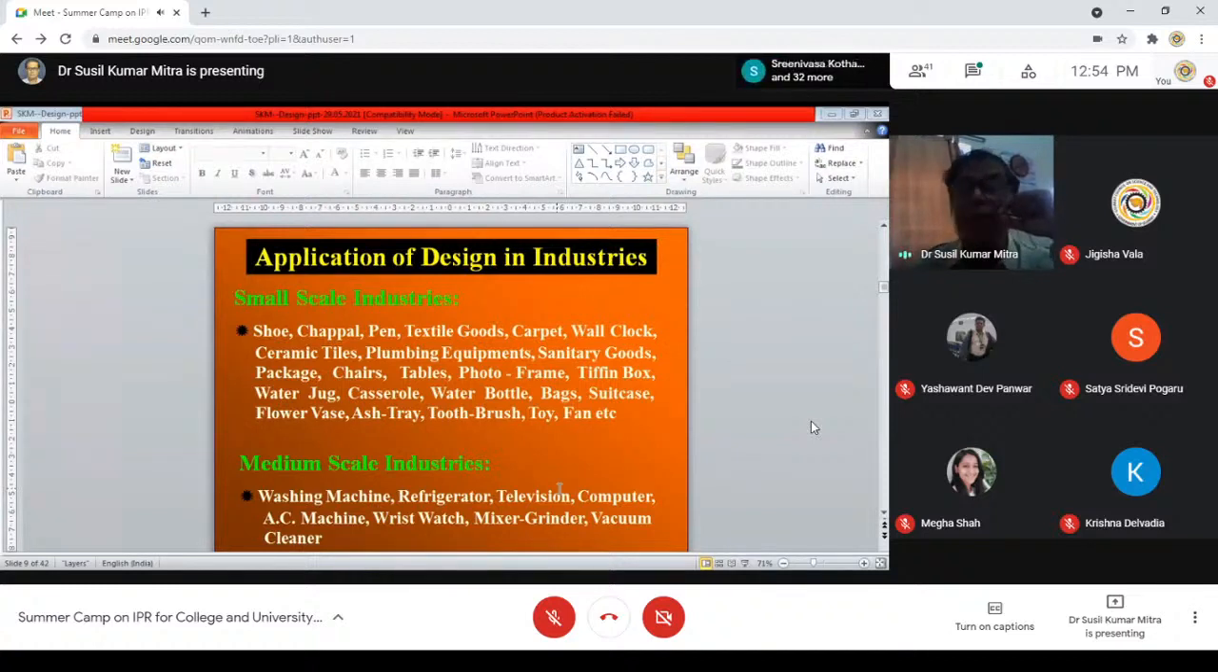And for medium scale products, if you consider washing machines, refrigerators, televisions, computers, which mostly come from the big industries.